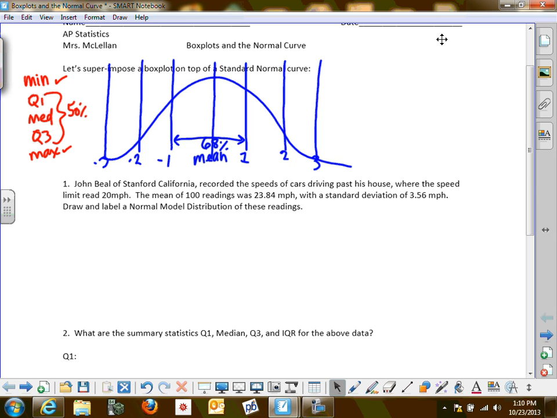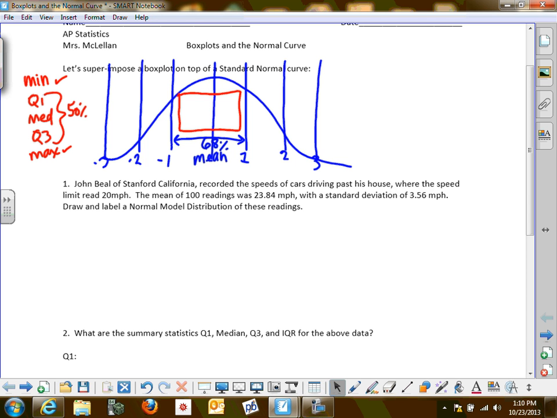Now, here comes the connection. If I have 68% of the data all the way out to 1 standard deviation, then where do you anticipate Q1 and Q3 being in relationship to that 1 standard deviation? A little on the inside. Very good. So I'm going to have it be a little bit on the inside. So there's my box with the Q1 and my Q3.